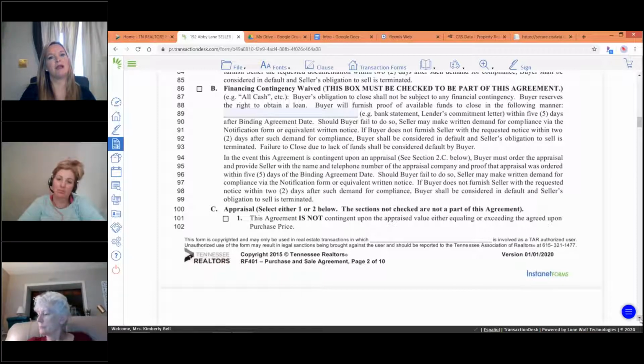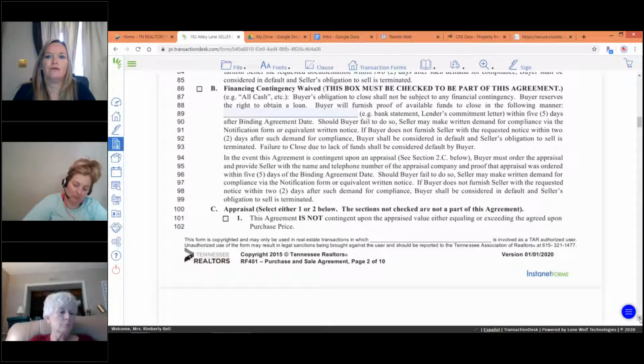If you haven't made application for the home equity line of credit, if you're like, well, I can just go and get a home equity line of credit, then you still have a financial contingency on that loan. The buyer reserves the right to obtain a loan. The buyer will furnish proof of available funds. The buyer reserves the right to obtain a loan. So, buyer will furnish proof of available funds to close in the following manner.